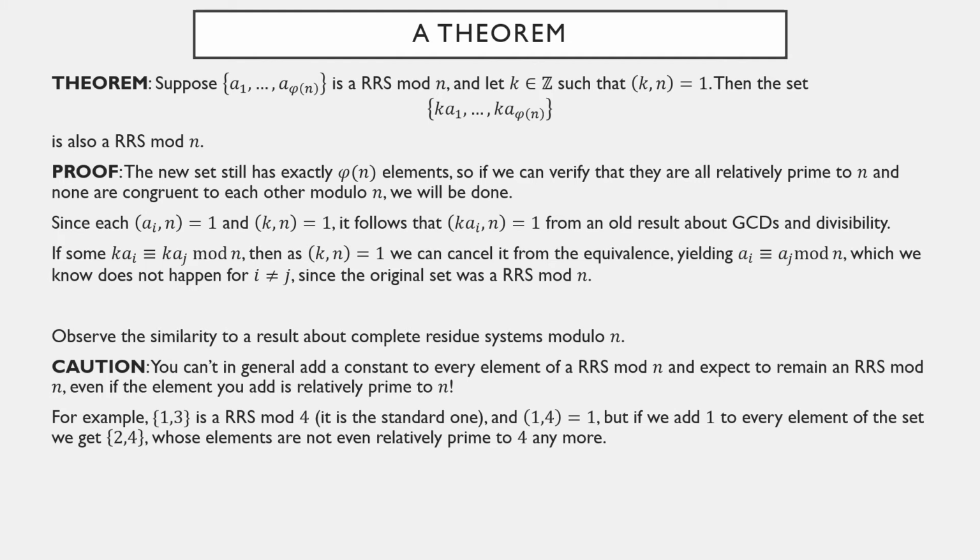So you can multiply a reduced residue system by something relatively prime to the base, exactly analogously to how we did with complete residue systems, but you can't expect to add or subtract elements to a reduced residue system and remain a reduced residue system.